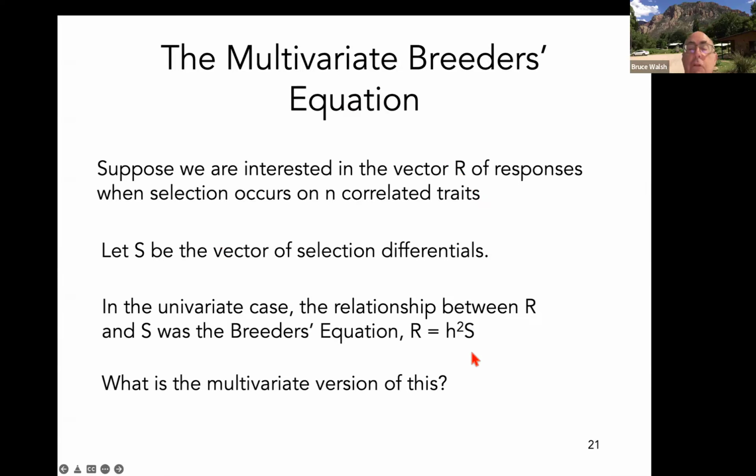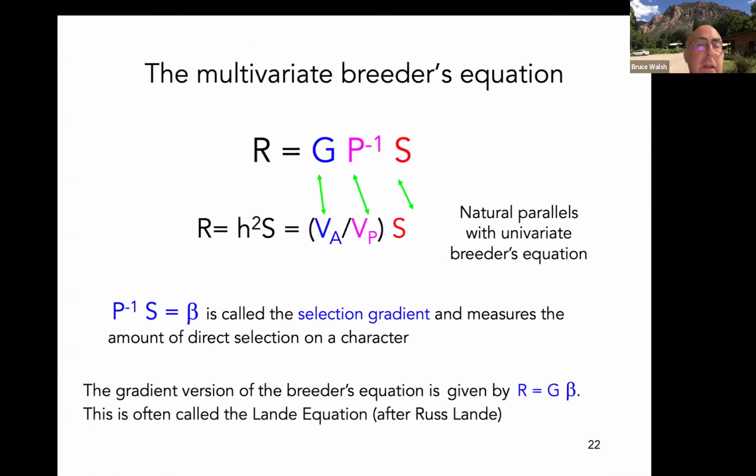Well, for a single trait, we have this very simple relationship, the Breeder's equation. H squared times the within generation change is the between generation change. The multivariate version is beautifully elegant. There it is. R equals G P inverse S. We'll talk about G and P in a second. They're covariance matrices. G of genetics, P of phenotypic. Does this make sense? Well, for a single trait, G becomes a single element VA. P becomes V. P inverse is 1 over that. So we do recover the Breeder's equation if this is a single trait.